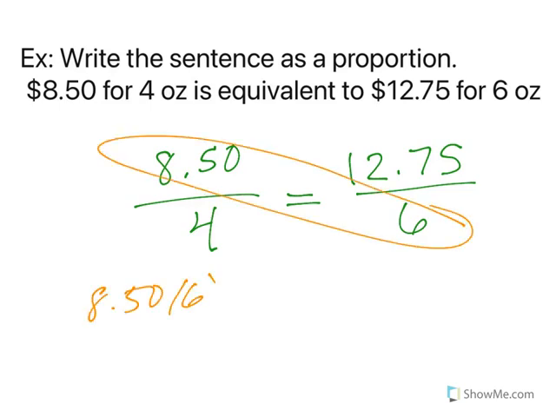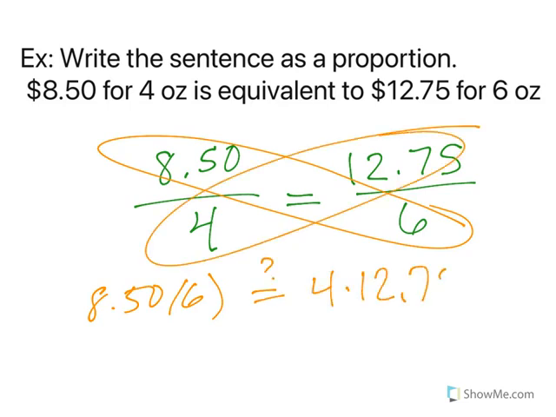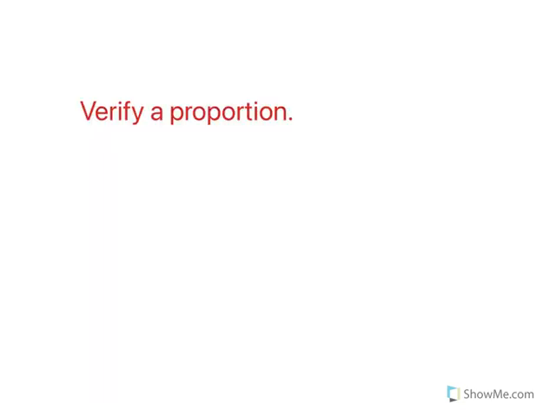So is 8.50 times 6 the same as 4 times $12.75? Well, what is 8.50 times 6? 8.50 times 6 is 51. And 4 times $12.75 is 51. So yes, this checks out as a proper proportion. And that's how we can verify.